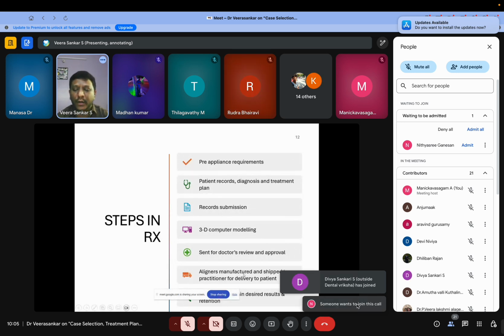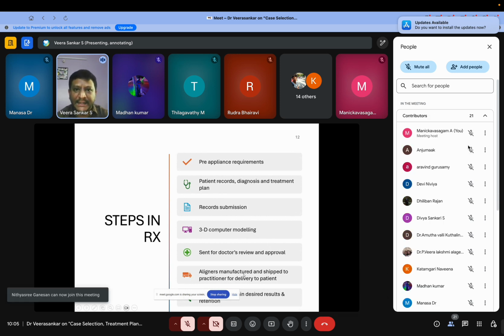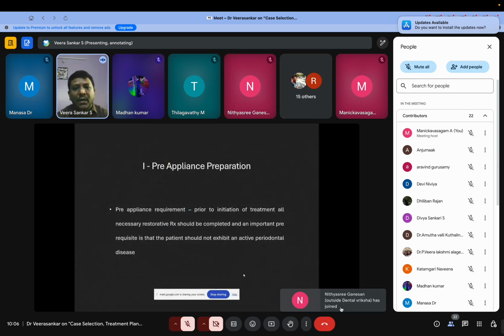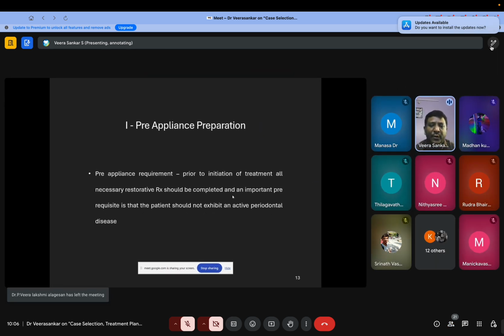So before telling the lab to go ahead with the approval, we should ensure that it has been properly discussed with the patient, and that we have got enough consent and even the lab choices with the patient. So moving ahead with the pre-appliance preparation. Prior to initiation of the treatment, all necessary restorative treatment should be completed. And an important prerequisite is that the patient should not exhibit active periodontal disease.